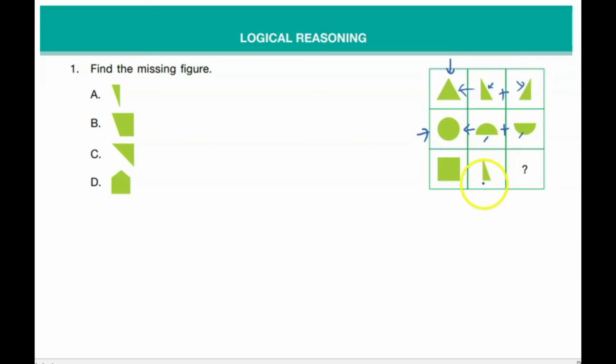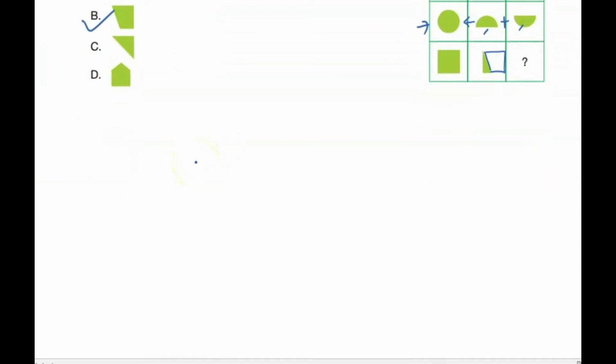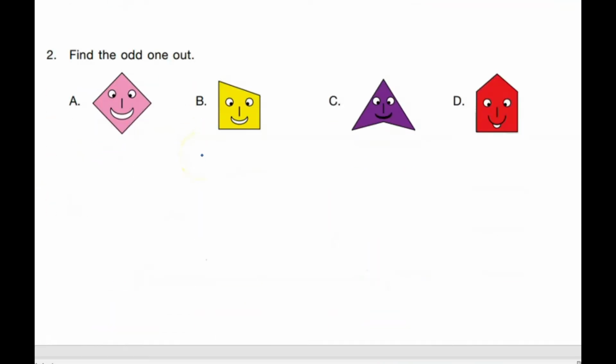So here we have some part present. That means we need this part more to make a square. So where is the part present? It's present in option B. So option B plus the given part will make a square. Question number 2.